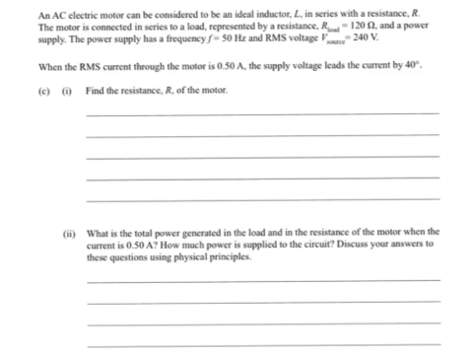When the RMS current through the motor is 0.50 amps, the supply voltage leads the current by 40 degrees. Find the resistance of the motor. Well, there's a lot of information to take in there.